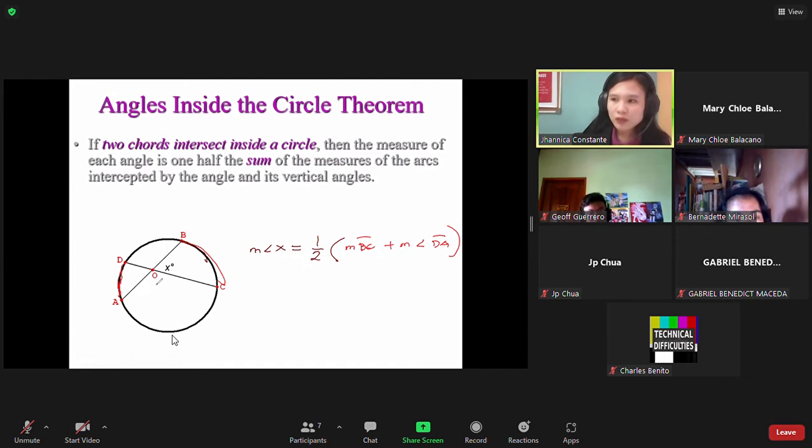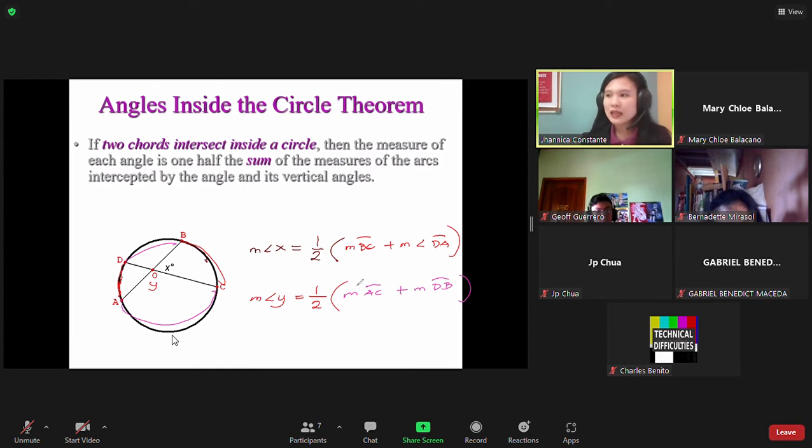But if we're looking for, let's say, angle Y, we will have the measurement of angle Y is equal to 1/2 the sum of the intercepted arcs. The intercepted arcs of angle Y are arc AC and arc DB. So the measurement of arc AC plus the measurement of arc DB. So that is what we're going to use.